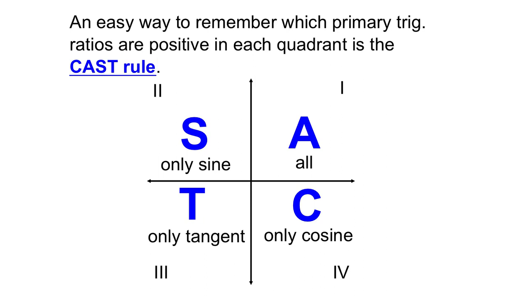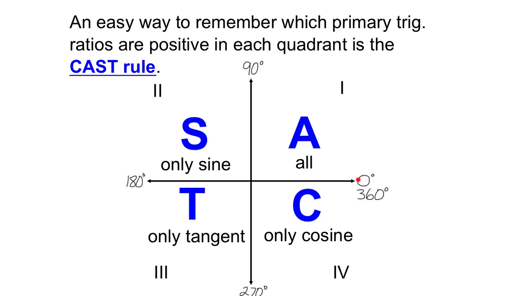Now, an easy way to remember whether the sine, cosine, or tangent are going to be positive or negative is what we call the CAST rule. C-A-S-T, cast, okay? It's an acronym to help you remember in which quadrant you have positive values. So in the first quadrant, all of the values are positive. Sine is positive, cosine is positive, and tangent is positive. Once you get into the second quadrant, only the sine value is positive. In the third quadrant, only the tangent is positive. And in the fourth quadrant, only the cosine is positive.